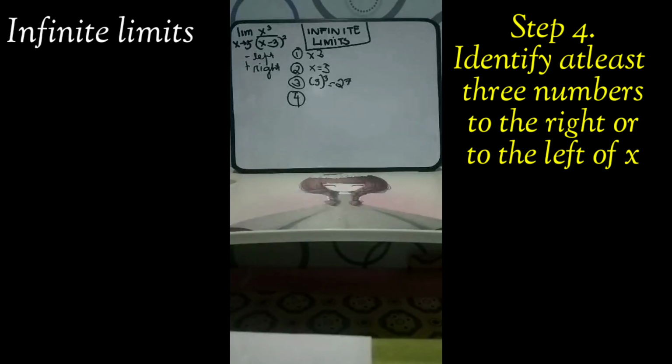Identify at least 3 numbers to the right or to the left of x. Bago yan, i-graph muna natin. Expect natin na kunyari dito si 0. Baka kunyari, for positive sign na tayo. And 1, 2, 3, 4, 5.